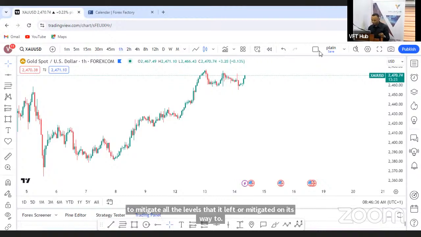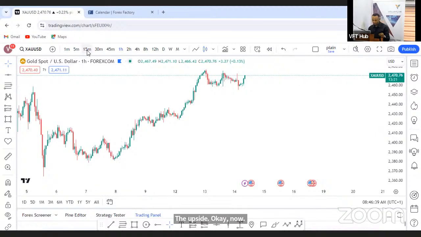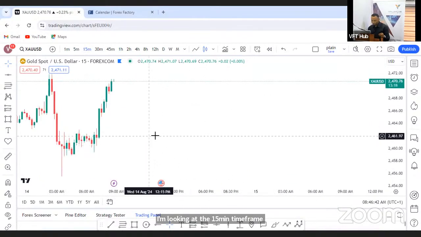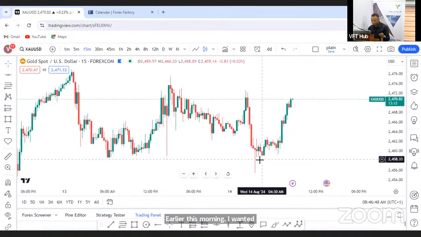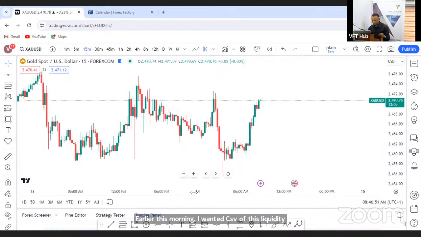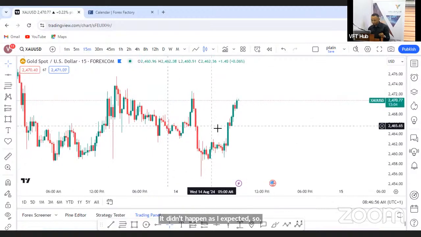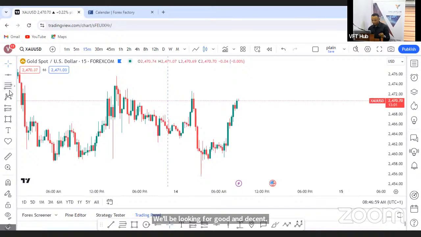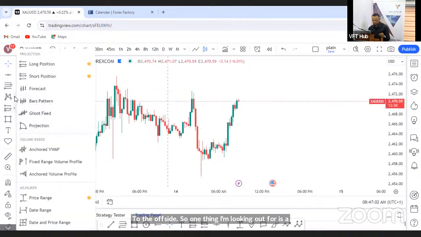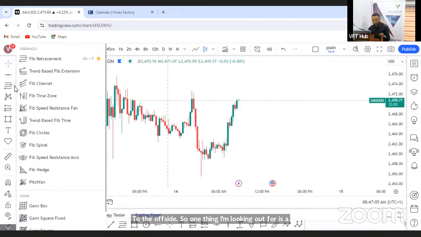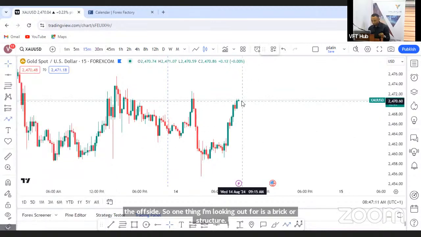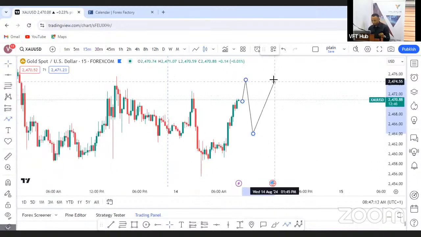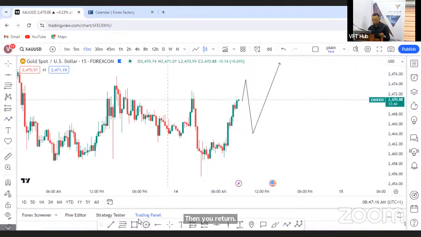Okay, now I'm looking at the 15 minutes time frame. Earlier this morning, I wanted to see a sweep of this liquidity right here on the 15 minutes time frame, but it didn't happen as I expected. So we'll be looking for good and decent retracement for gold before we take that long to the upside. One thing I'm looking out for is a break of structure right here. So I'm waiting for a break of structure, then a return, then a buy. Okay, something like this is what I'm expecting to happen on gold.